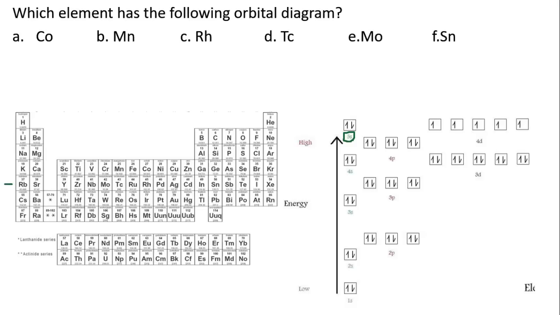Now we want to look at the number of d electrons, because the next highest filled energy level is 4d. And we have 1, 2, 3, 4, 5. So we have 2 5s electrons and 5 4d electrons. So we start here, we go 1, 2, 3, 4, 5. And so technetium has the following orbital diagram. Since it was on the fifth row, you can automatically get rid of cobalt and manganese, because those are on the fourth row. And you can get rid of tin because tin's last filled orbital is a p orbital. So technetium has the following orbital diagram.